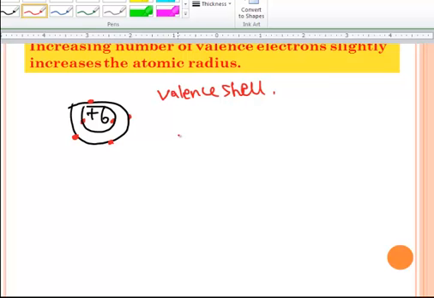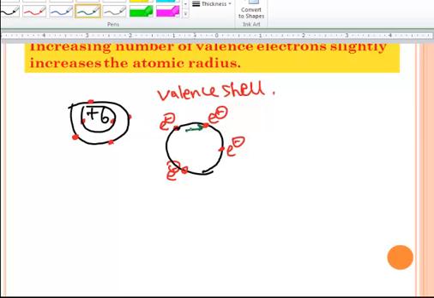So on the valence shell we have roughly 4 electrons. And don't forget, what will be the charge for each one? E minus, E minus, E minus, and E minus. What will be the interaction between those?